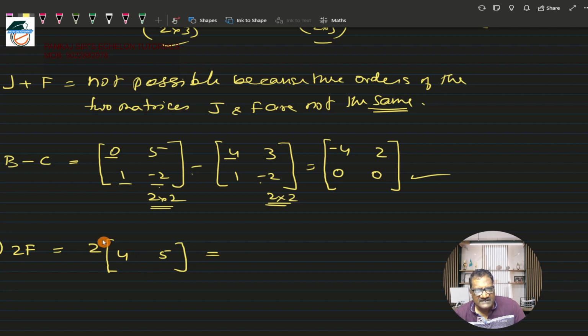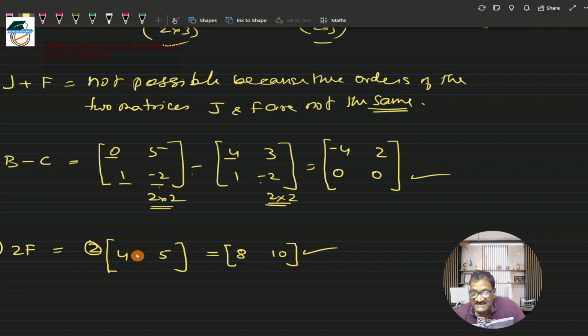Now this is something which is known as scalar multiplication of a matrix. What is this? A scalar quantity you have to multiply by the matrix. Scalar multiplication with a matrix means this scalar quantity you have to multiply with each and every element of that matrix. So in this case 2 you will have to multiply by 4. So the answer will be 2 into 4, which is 8. Then again this 2 you will have to multiply with this 5 also. So 2 5s are 10. That's it. So this is the answer for 2f.